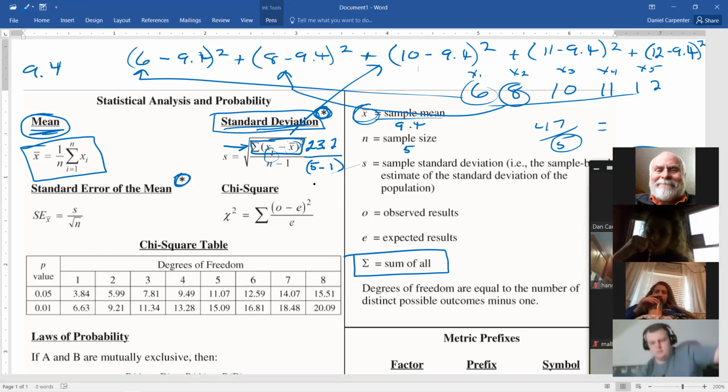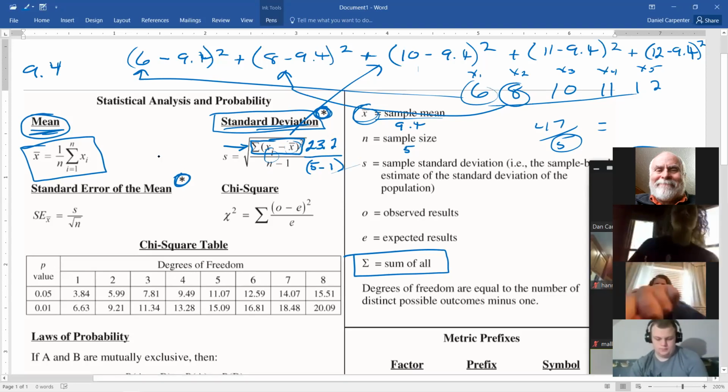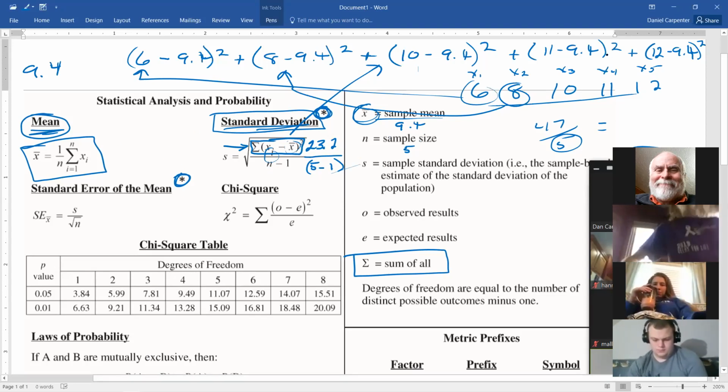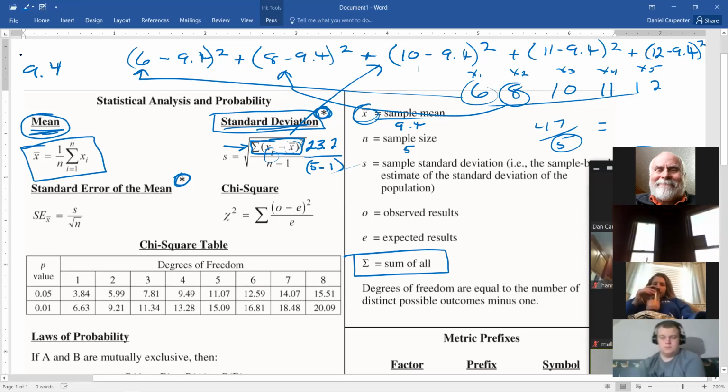Or divided by 4. So that's 5.8. All right, so that means that our standard deviation for these numbers, well, first of all, our mean, which is x bar equals 9.4, and our standard deviation equals, what'd you say, 5.4? Yeah, I had 5.8, and then I took the square root of it because that's what the formula says, and I got 2.41.